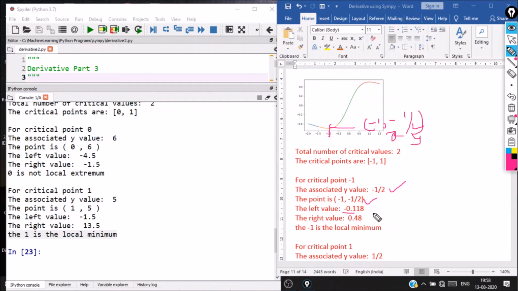The left value is negative and the right value is positive. So that means minus 1 is a local minimum.